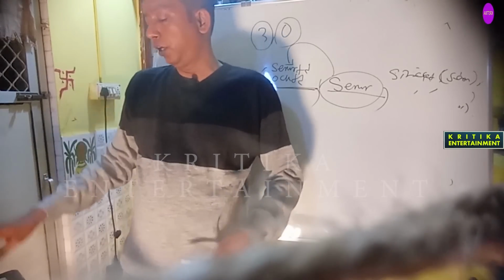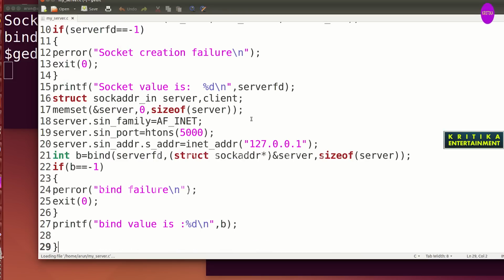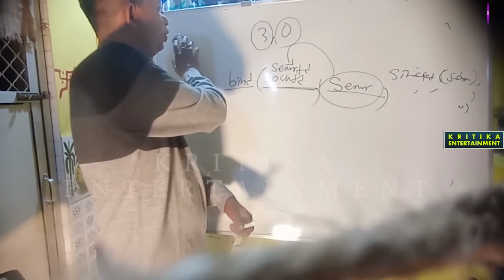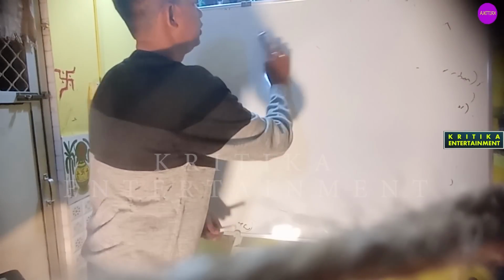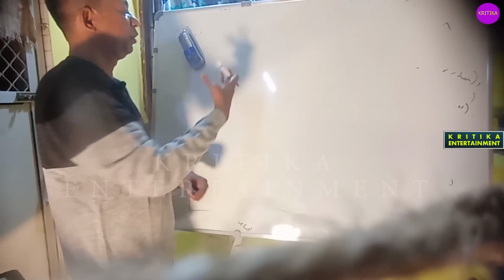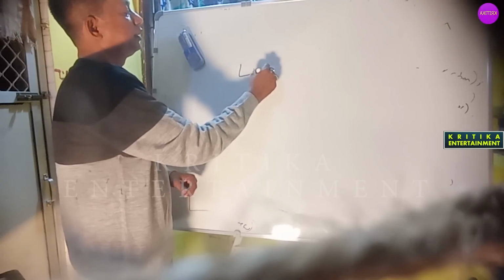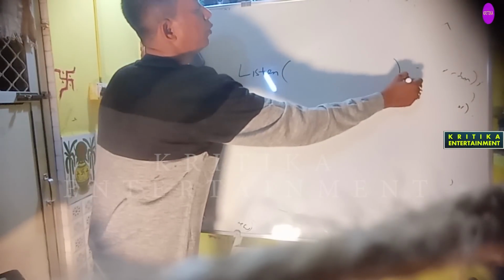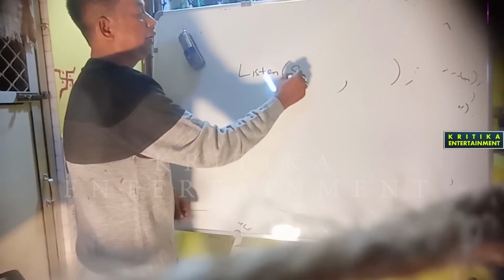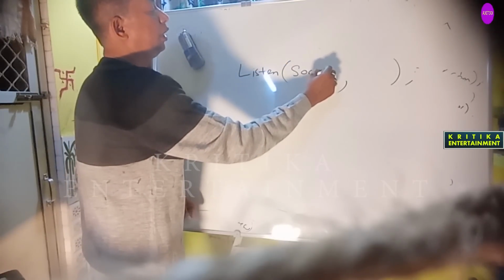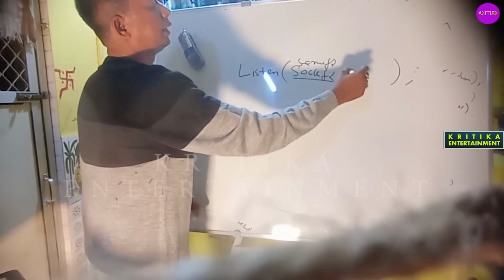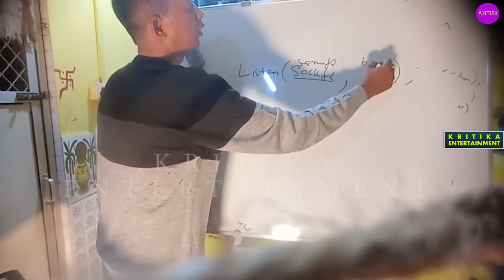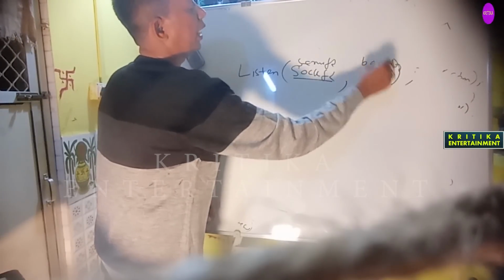Okay, then this is done. Next, as I have shown you in the connection diagram, after the bind function you call the listen function. I have told you listen means how many clients you want to connect, so it also takes 2 arguments: first is sock fd or server fd, then second is the backlog, meaning how many clients want to connect.